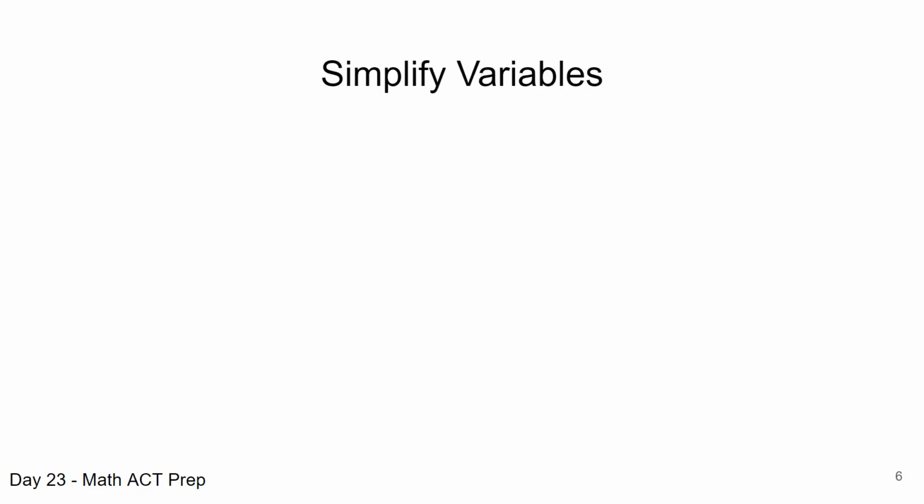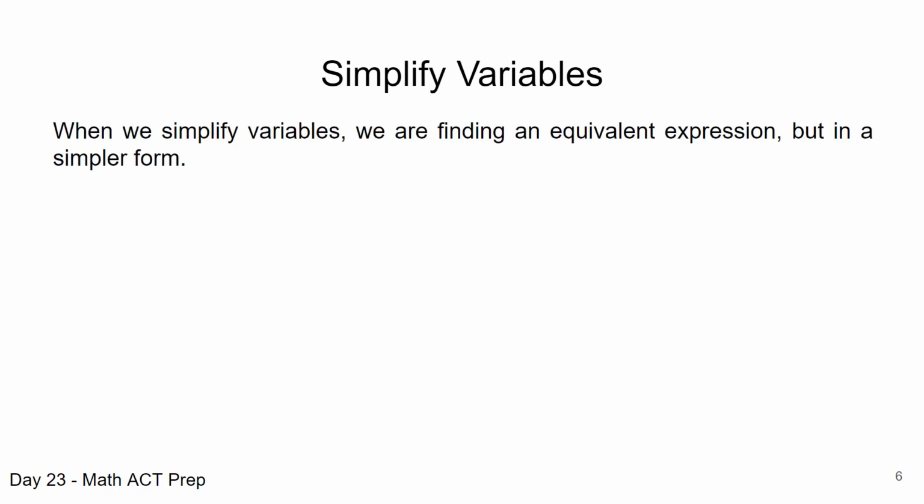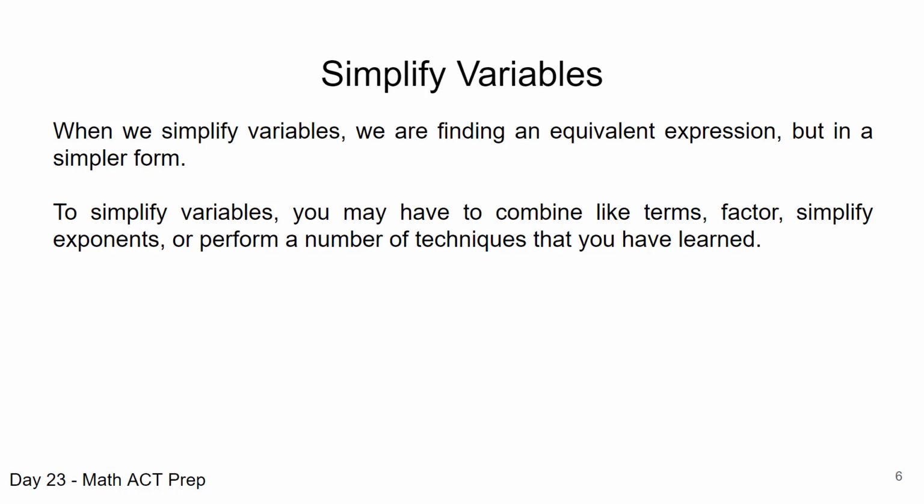Now, simplifying variables, we kind of have touched on all this. This is all sort of related. So when we're simplifying variables, we're finding an equivalent expression just in a simpler form. We're simplifying expressions. In order to simplify variables, we may have to combine like terms, maybe do some factoring or simplifying exponents. There's a number of techniques and operations that you have learned that you can apply to simplify an expression or an equation. So let's take a look at this example.